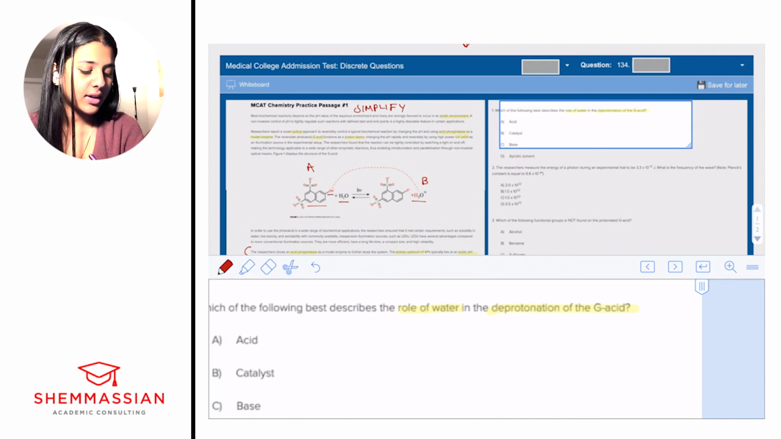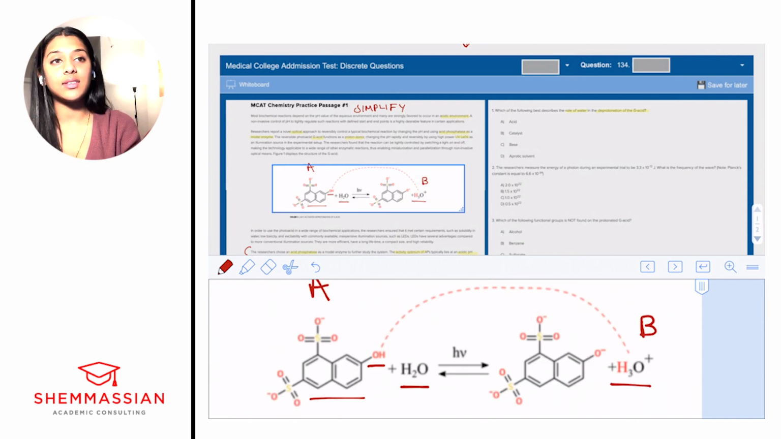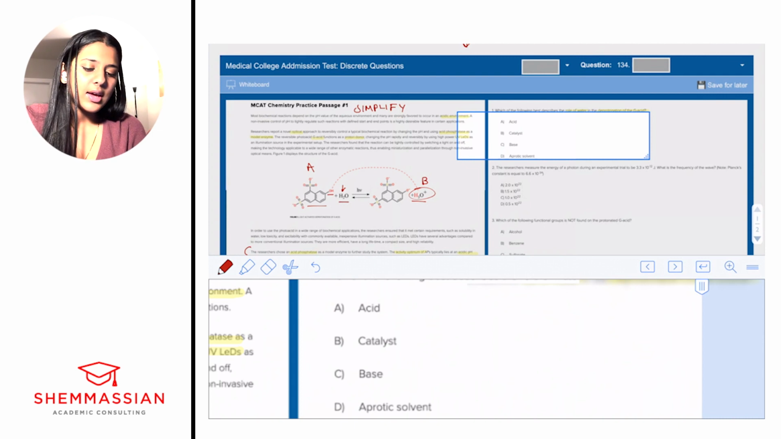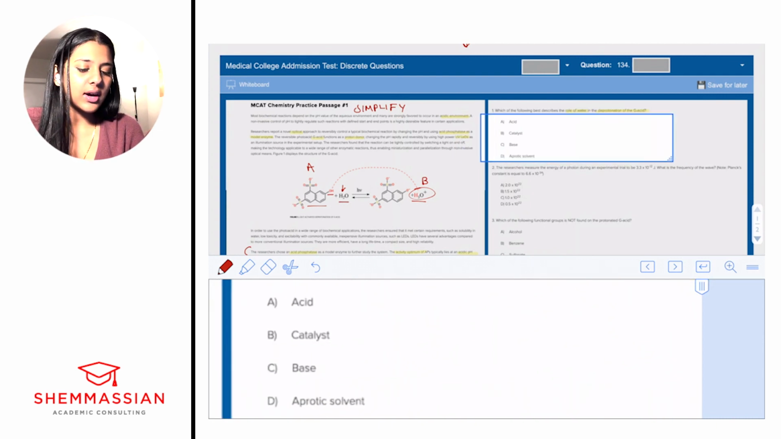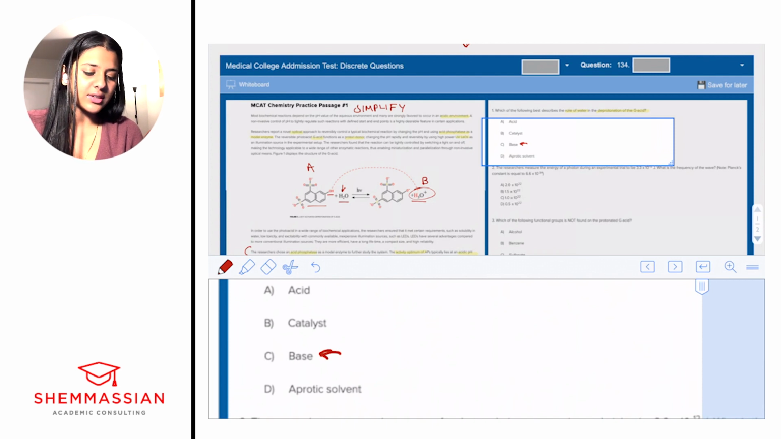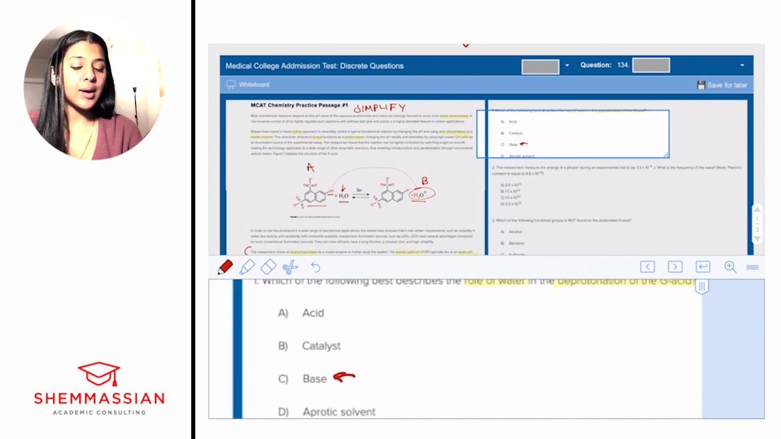So A, acid, that's probably not it, since water is reacting with G acid, which is already an acid, and it's accepting a proton from G acid. So we know that acids don't accept protons, they donate protons, similar to what G acid is doing. So we can cross out A. Catalyst. So catalysts are molecules that are used to lower the activation energy of a reaction. This reaction doesn't mention anything about activation energy, and water is also not regenerated in this reaction. So for that reason, we can cross out option B.